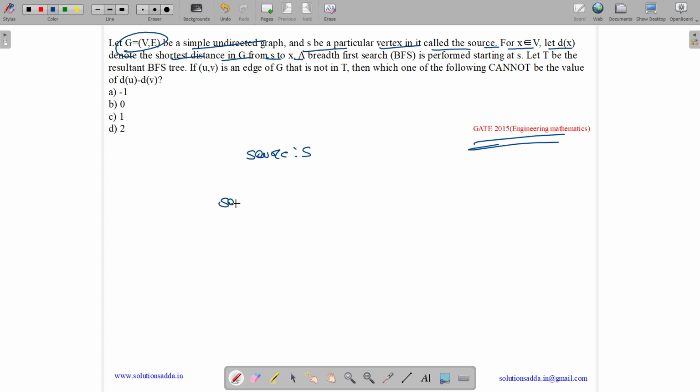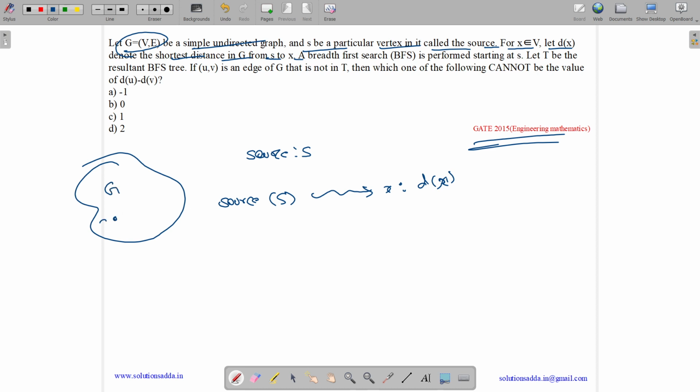So from source S to any vertex, let us suppose X, the distance is denoted by dx. Okay, a BFS is performed starting at S. So we have a graph G and we are performing BFS starting at the node S, which is the source node. Let T be the resultant BFS. So we get the BFS tree, tree T, breadth first search tree.